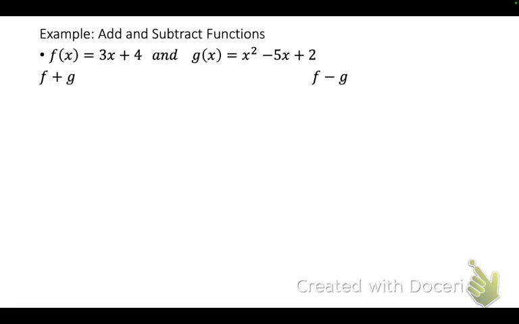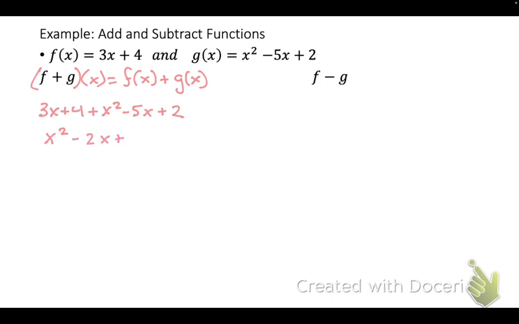And in the book it's written like this, but they should have f plus g of x. They could also have f of x plus g of x. Those are the same, just two different ways to write this notation. Okay? So f is 3x plus 4 plus g, which is x squared minus 5x plus 2. So what would I do from there? Combine like terms. So I have x squared minus 2x plus 6.